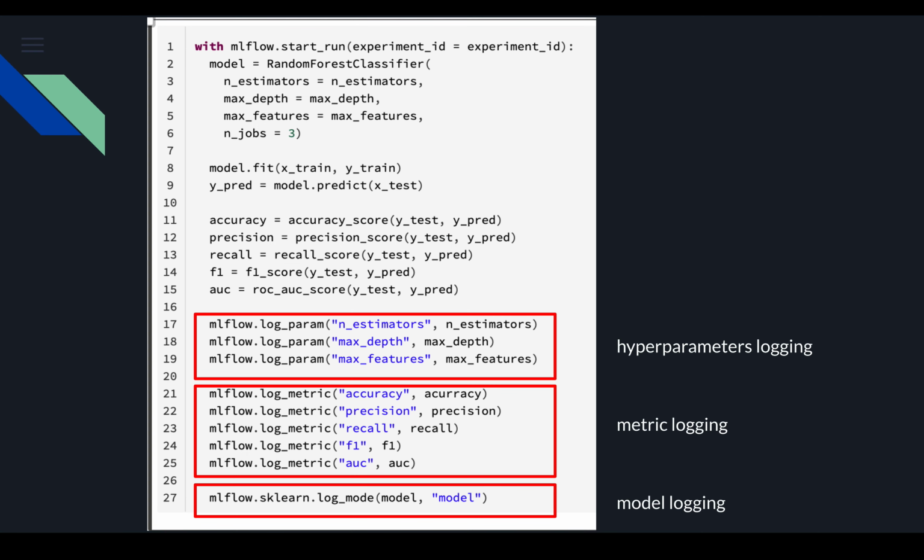And here's a snapshot of what that logging looks like. For the first one, you see the hyperparameters that are logged. And after that, you see the metrics that are logged, commonly used metrics. And then you can even log the model.